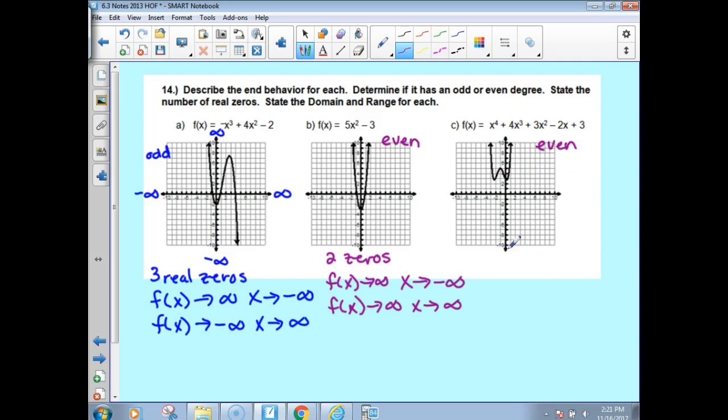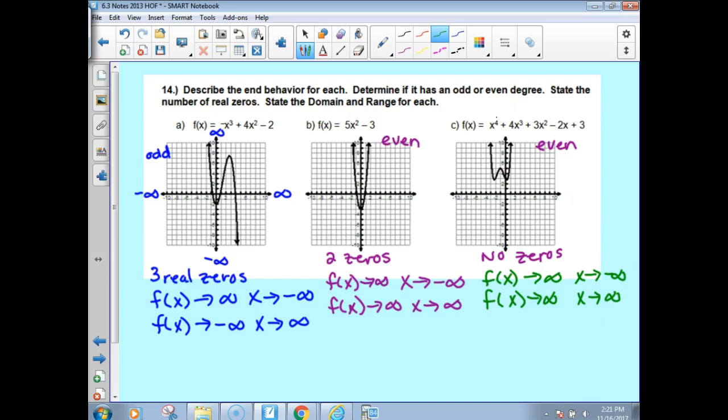Okay, how many zeros? There are no zeros. No real ones, at least. What's this graph doing? Oh, I forgot to do domain and range. We'll go back to that in just a second after I get you really straight on the end behavior thing, I think. That's the hard new thing. Okay, so this would be up, up again. So it's exactly the same as the last one. F of x is approaching infinity as x approaches negative infinity, and f of x is approaching infinity as x approaches positive infinity.